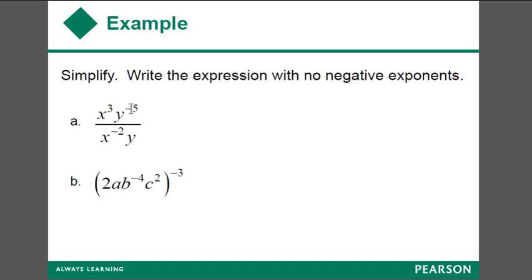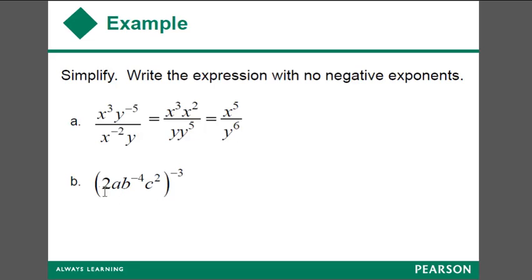First thing I'm going to do is get rid of these negative exponents. I'm going to move the y to the negative fifth to the denominator, and I move x to the negative 2 to the numerator. When I do that, I have the same base, x times x, and I can add their exponents. 3 plus 2 will give me 5. Same thing with the y's. I have the same base, and I can add their exponents. 1 plus 5 will give me 6. So my solution will be x to the fifth divided by y to the sixth.